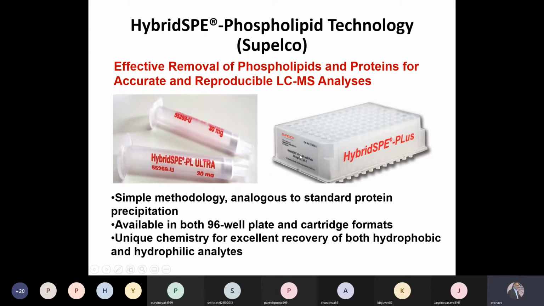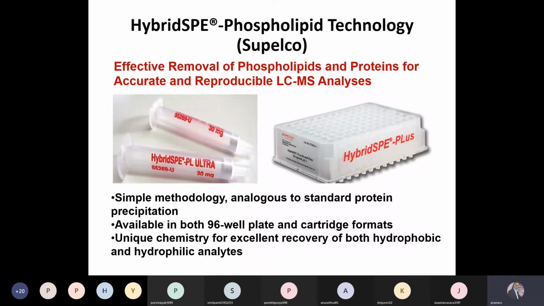And this can be performed simultaneously for 96 such cartridges. So this is a tray which has 96 wells here, where you can do simultaneous extraction of 96 such tubes, such cartridges, and that is commercially available, and it provides very consistent response, and it is widely used for removing proteins as well as your lipids.